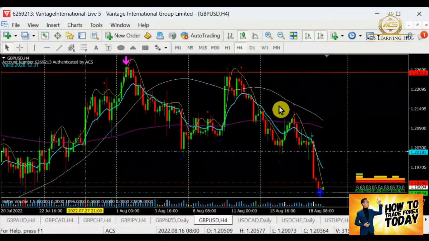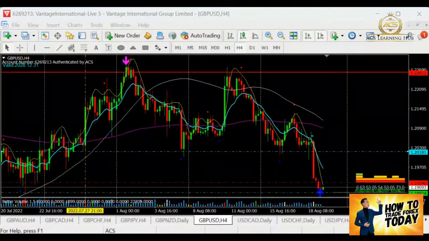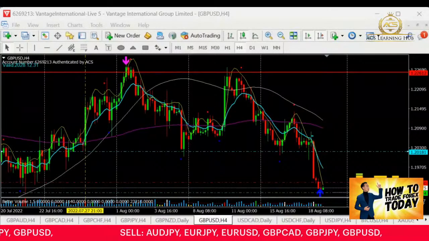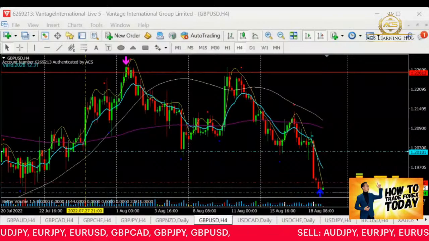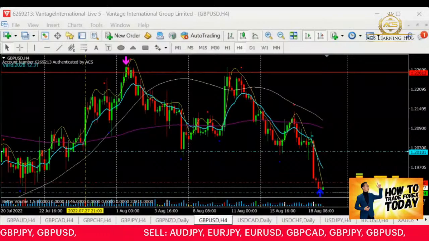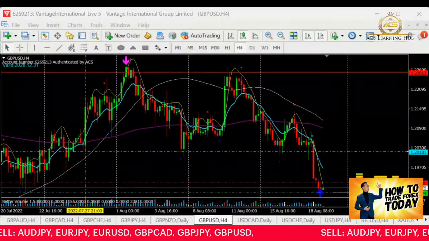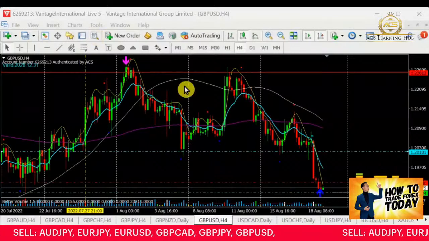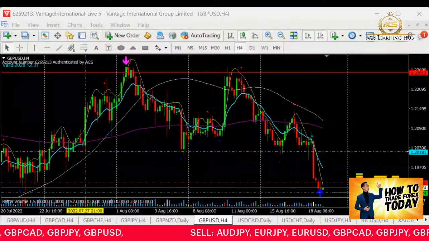In the London session, let's see what we have for selling today. I'm going to send it out and run the caption so that you will be able to see. We are going to sell Aussie yen, Euro yen, Euro dollar, pound CAD, pound yen, and pound dollar. All these are for selling, but those that need to wait for the resistance to be met, we have to wait. Just be patient.